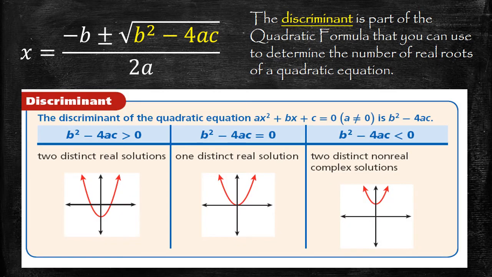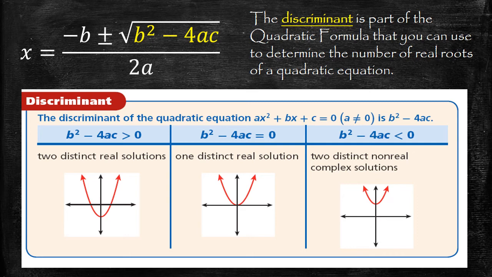When you plug in the values and do the math for the discriminant, the part underneath the square root, if the value is greater than 0, you have 2 distinct real solutions, so 2 different real answers. If it equals 0, you have 1 distinct real solution. So you'll get 3 over 2 twice because you only have 1, 3 over 2. And the last option is if the number is less than 0, you have 2 distinct non-real complex solutions. So it's going to be 2 answers that have i in them.